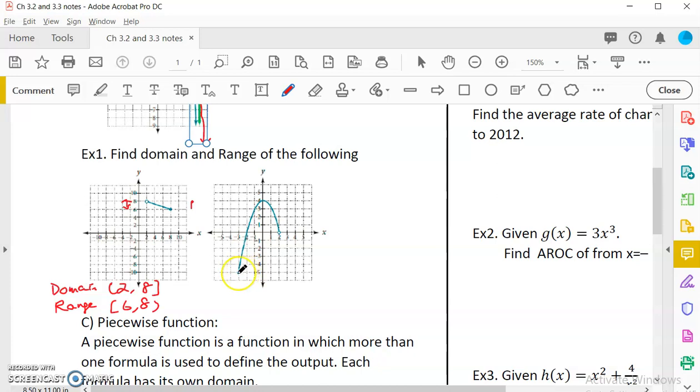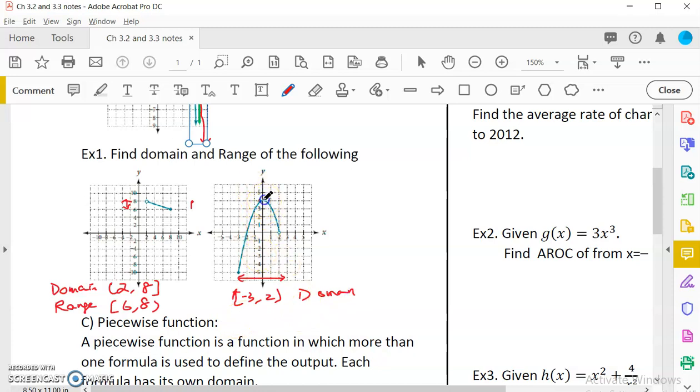For this one, I have a dot here and then an open dot here. So what about the x value? These are the x values. Look at the x-axis, from negative 3 to 2. Negative 3 is a solid dot, so it's included, and 2 is like that. So that's the domain.